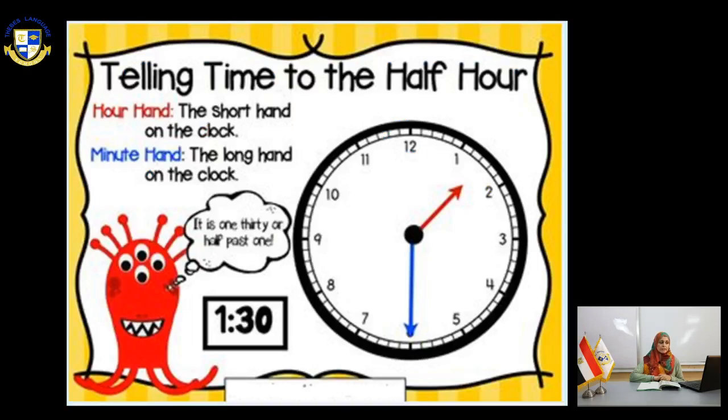Telling time to half an hour. In this page, we are going to talk about telling time to half an hour. We said, what about the o'clock? When the long arm is pointing to 12, it's o'clock. So the long arm now is pointing to 6, and the short hand is pointing to the 1. This will be read as 1:30 or half past 1. And in digital, it will be written as 1:30, because the long arm is on 6.